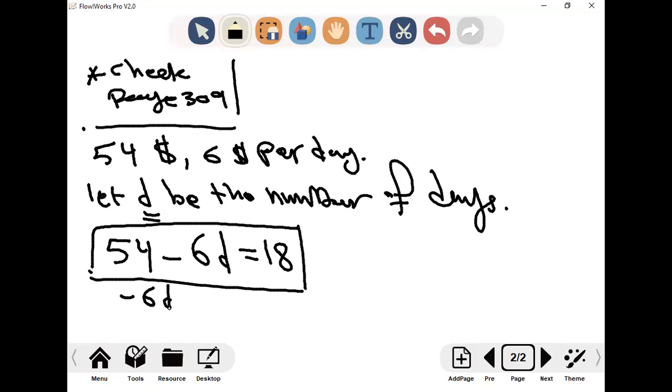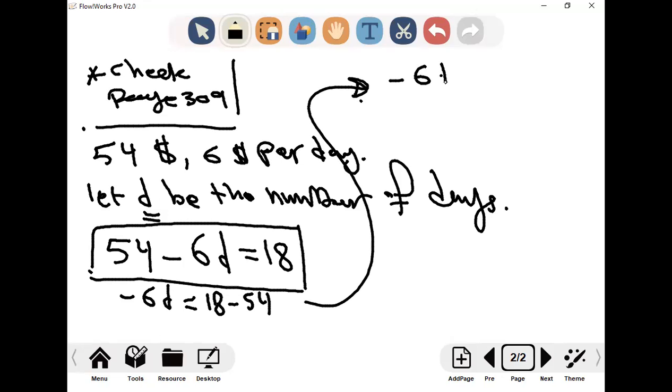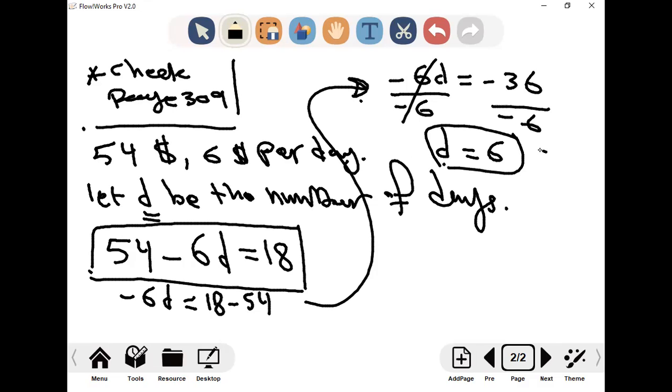The mic is on. Equal. How much? 18 minus. Right? Do you understand? Check. Come on. Negative 6D. 18 minus 54. How much? Negative. So negative 6D equals negative, divide by negative 6 on both sides. So D will be what? 6 what?